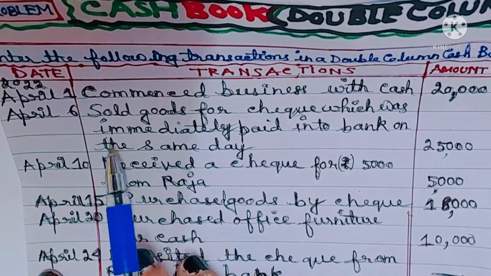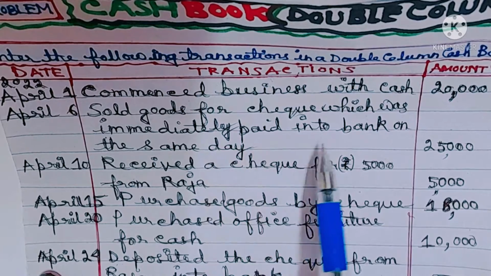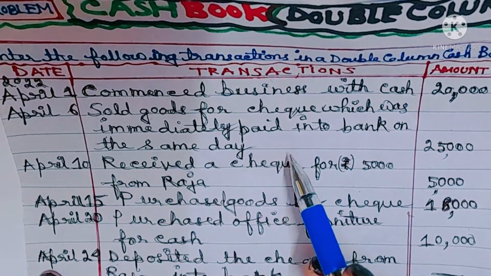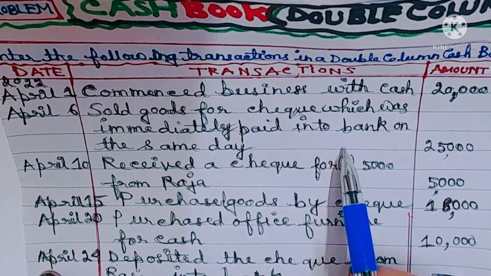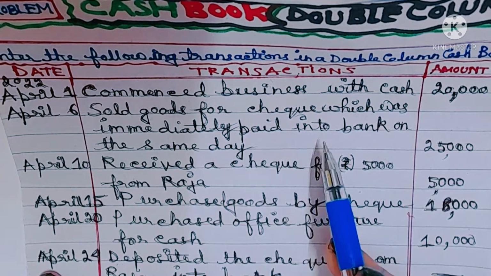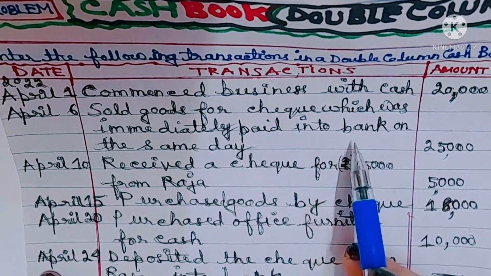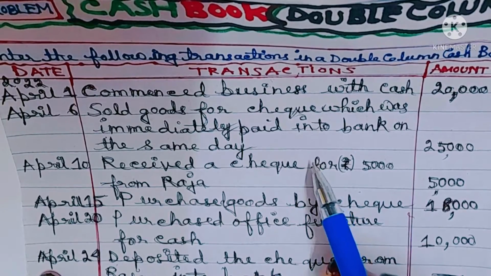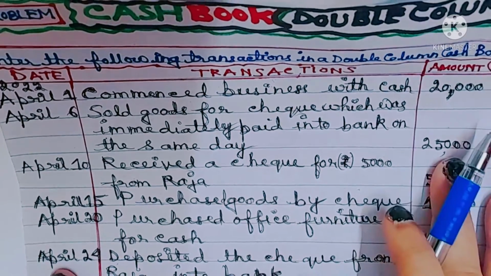The next transaction is on 6th April, sold goods for cheque, which was immediately paid into bank on the same day. So what will be the journal entry? The journal entry will be bank account debit to sales account, 25,000. So what is the position of bank account? Since bank account is on the debit side, sales account will also be on the debit side. So we'll have to write to sales account in the cash book on the debit side in the bank column 25,000. Okay? So let's write.